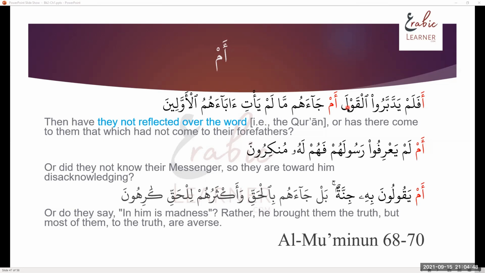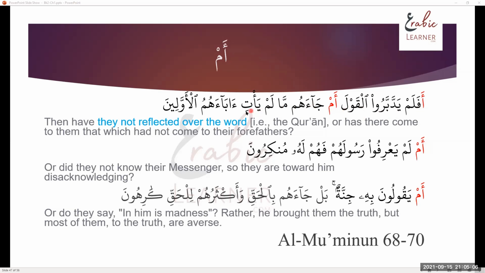So when they heard Quran, they were highly impressed. They were mesmerized by the Quran. They said, this is a totally different book. We have never heard such words. So that's what Allah subhanahu wa ta'ala is saying here. Have they not pondered on the word of the Quran?